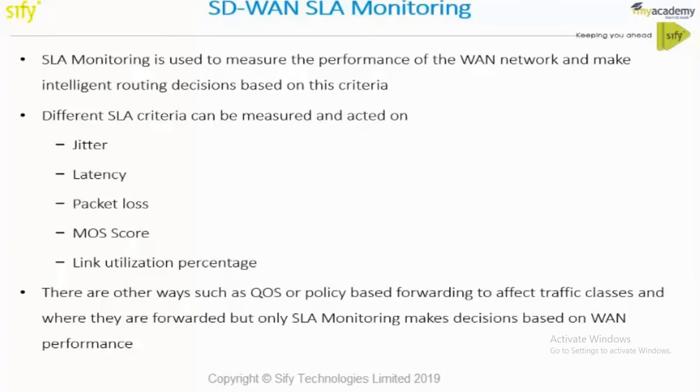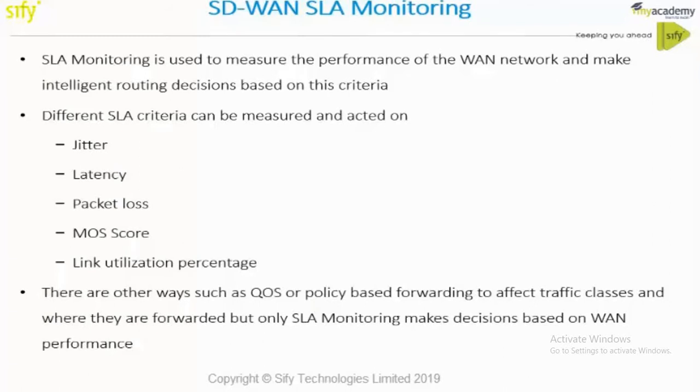Like I told you, by default it is running 10 into 3. It is going to send out a probe every 10 seconds to measure the performance, and then report back the information. Based on that, you can define a policy based on latency, jitter, loss, MOS score, and it can even give you link utilization. Link utilization is not captured as part of an SLA probe, but the local device itself gets to know the local link's utilization.